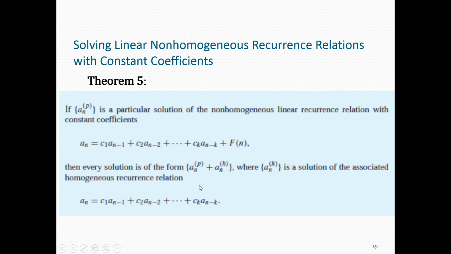homogeneous recurrence relation, which is given by this. This is the associated homogeneous. So the general solution will be a_n^(P) plus a_n^(H). Okay, a_n^(P) is the particular solution, a_n^(H) the solution of the associated homogeneous recurrence relation.